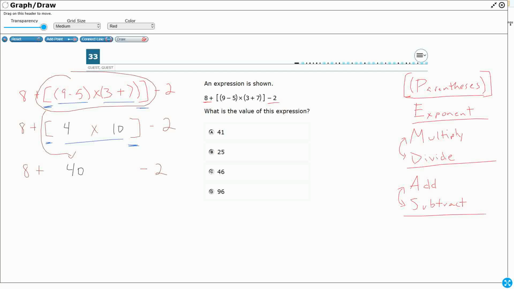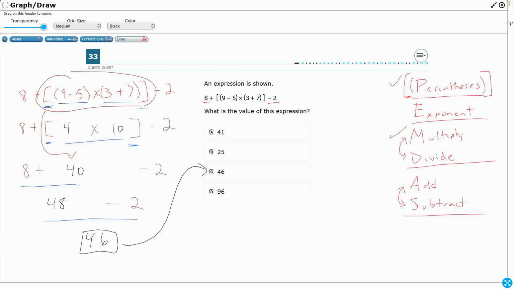And now we are down to the parentheses are gone. The brackets are gone. The multiplication is gone. There was no division. We're not dealing with exponents. Now we just add and subtract. So we're just going to go left to right. So let's do this first. And we're going to do 8 plus 40. That's going to be 48. And then we've got that minus 2 left. And then we only have one expression left. What is 48 minus 2? And we finally get our answer of 46.